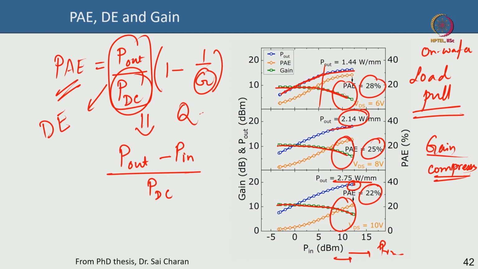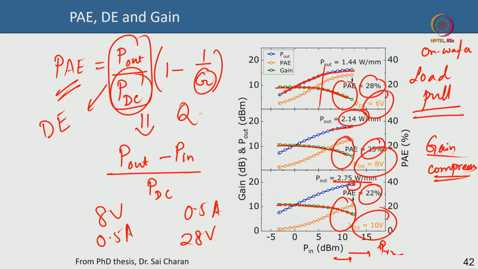is constant, you are biasing at a certain quiescent point, Q point. Say I am biasing at 0.5 amp and 28 volt of bias. In this case this was 10 volt bias, this is 8 volt bias, this is 6 volt. So say 8 volt at the drain bias and 0.5 amps is my biasing current. So this DC power is kind of fixed. Now the drain efficiency will increase, of course, when your output power is increasing, correct.